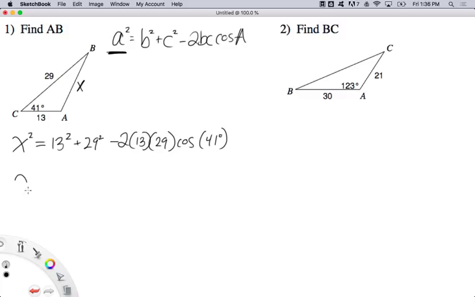Okay? X squared equals 441. You see why, after memorizing the equation, you're basically done? Because then you're just plugging it into your calculator. So you have to memorize this.